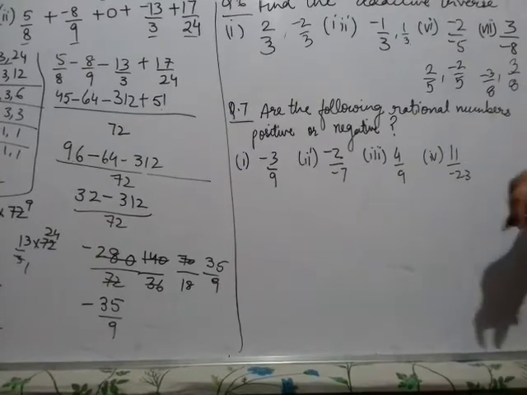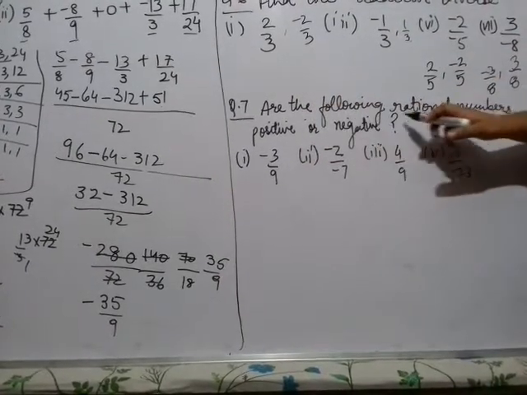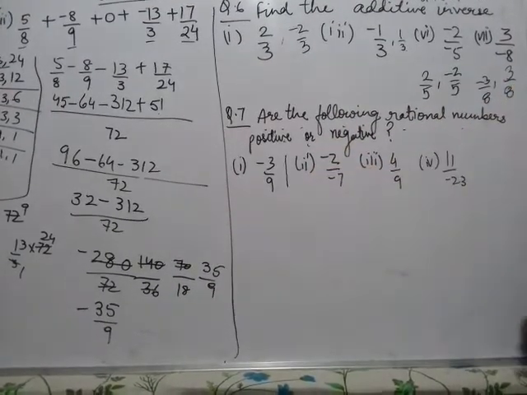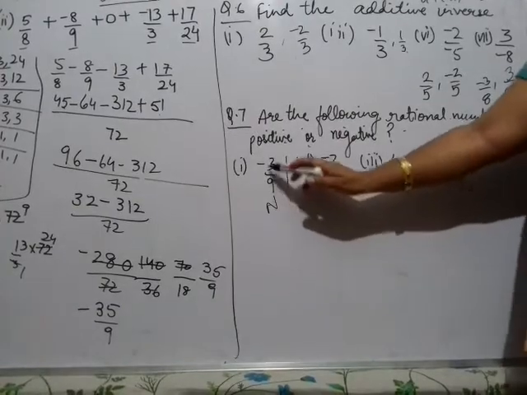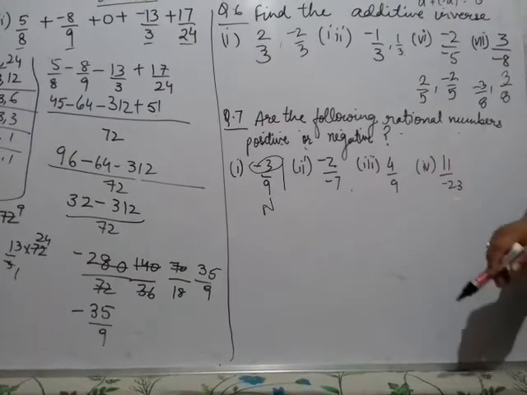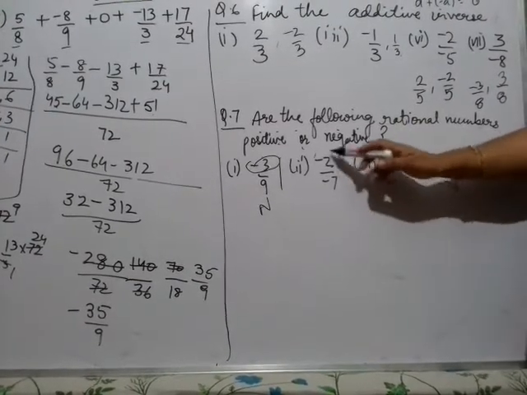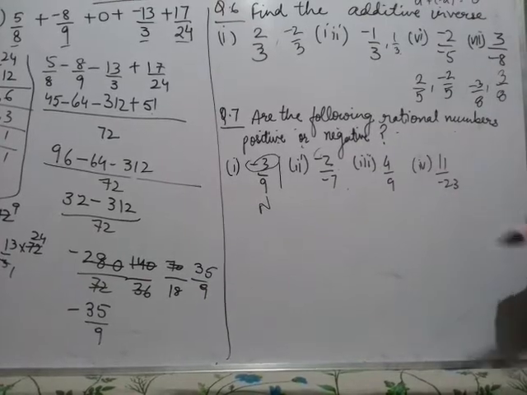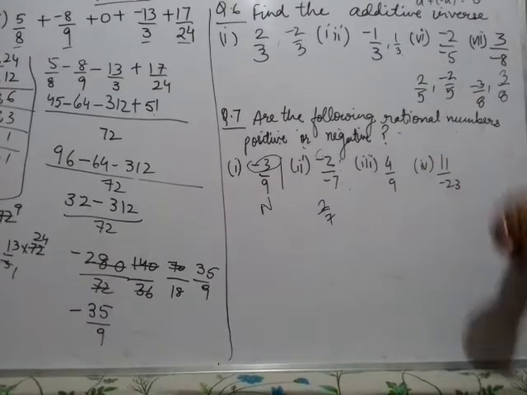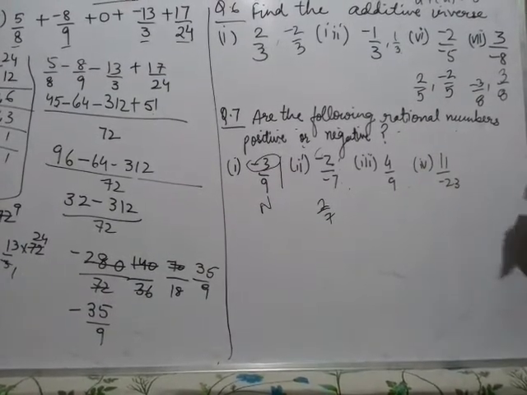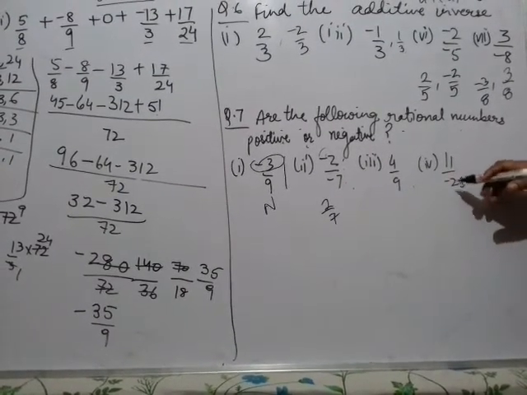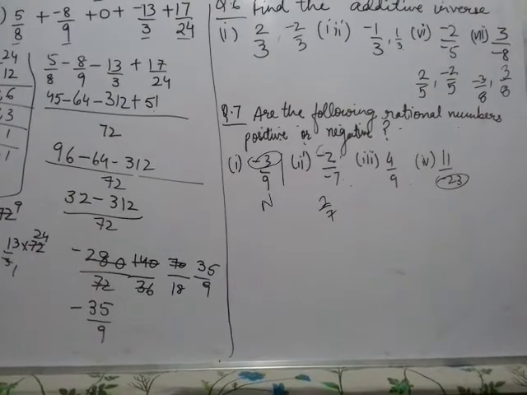Next question we have: are the following rational numbers positive or negative? Minus 3 by 9 is a negative rational number, because we have one integer as negative. Minus 2 by minus 7 is a positive rational number, because both the integers are negative and the minus sign will get cancelled out. So we will be left with 2 by 7, which is a positive rational number. 4 by 9 is a positive rational number. 11 upon minus 23 is also a negative rational number, because we have one negative integer in it.